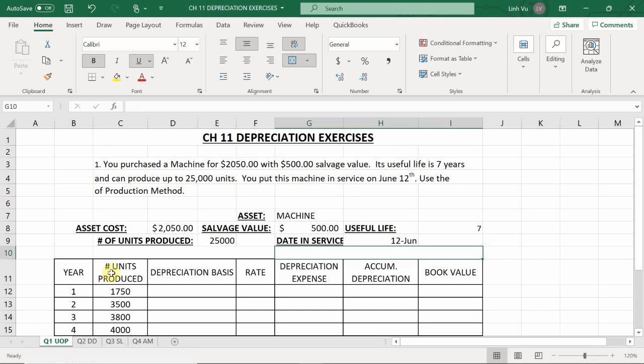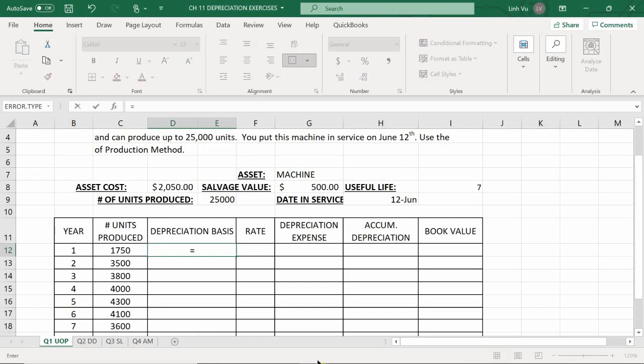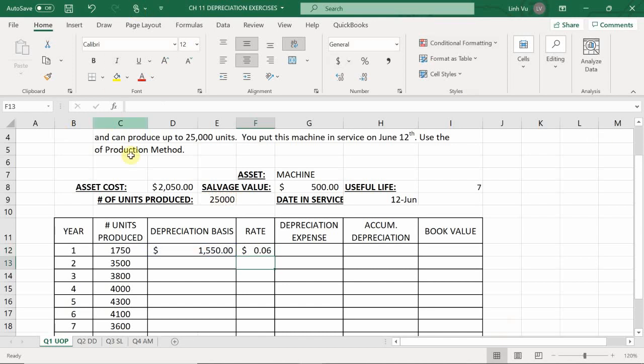So let's go ahead and solve for the depreciation basis. The depreciation basis is going to be your asset cost of $2,500 minus your salvage value of $500, to give you a total of $1,550. Your rate is going to be your depreciation basis divided by the total number of units that it could produce in grand total, which gives us a total of 6 cents.